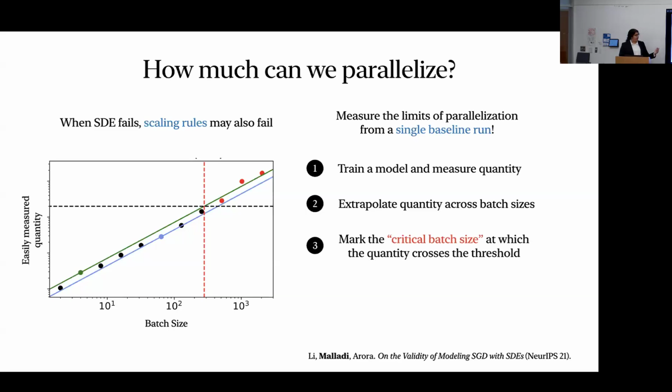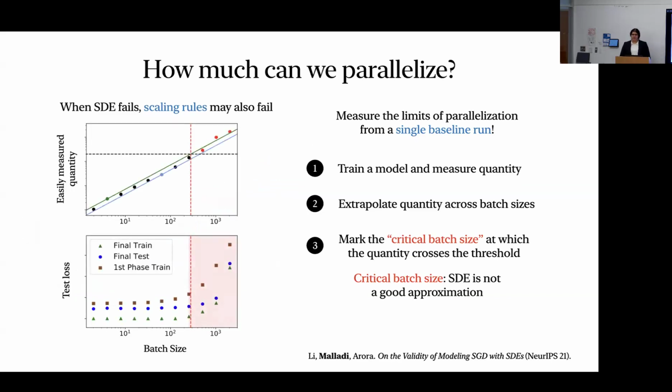Now when that quantity passes this black dashed threshold, that indicates where the critical batch size occurs. That's this vertical dashed red line. In particular, formally, what we're able to say is that at that critical batch size, the SDE is no longer a good approximation of the training, and thus the scaling rule may also fail. If we compare our theoretical prediction against what happens when we train models with a bunch of different batch sizes, we see that it's often a sharp characterization of when the scaling rule does work. So you can use this theory-motivated prediction to predict when you will no longer be able to scale up and distribute your training.